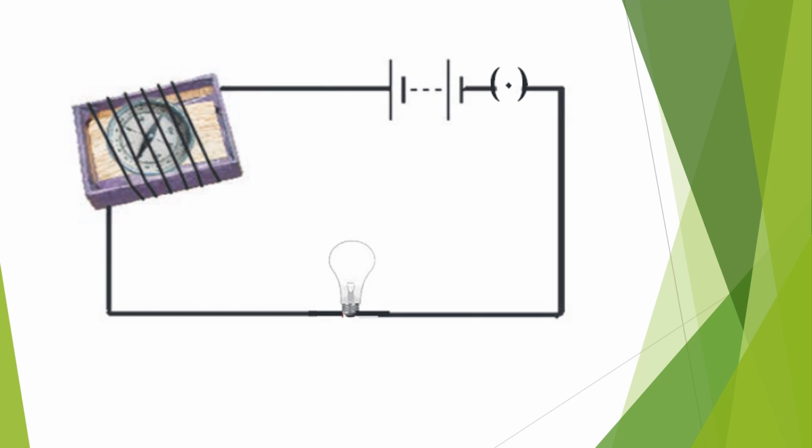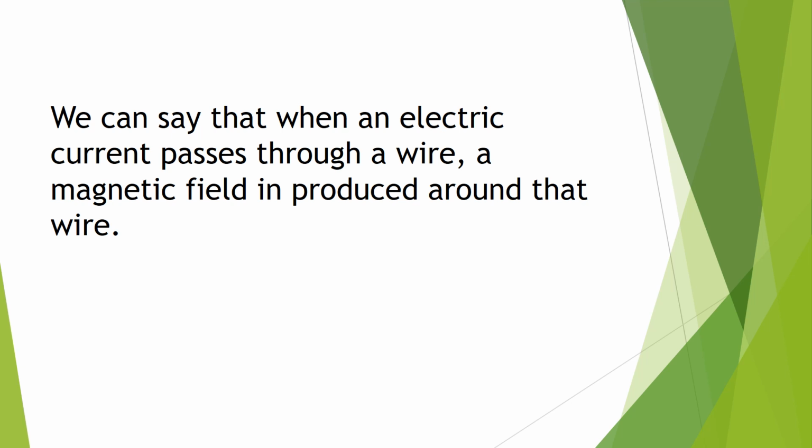When you close the plug, there is going to be electricity passing through the circuit. When electricity starts passing through the circuit, you will note that the magnetic needle still shows deflection, which means that we can say that when electricity is passing through a wire, there is a magnetic field that surrounds the wire. And because of the magnetic field surrounding the wire, the magnetic needle shows deflection. So we can say that when electric current passes through a wire, a magnetic field is produced around that wire.